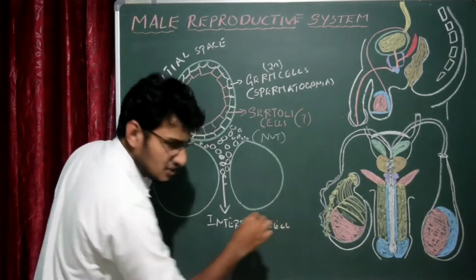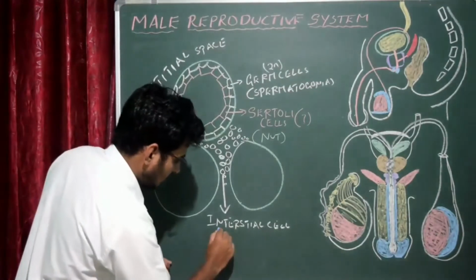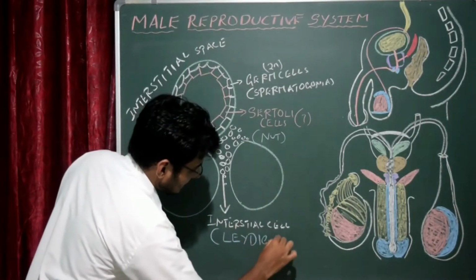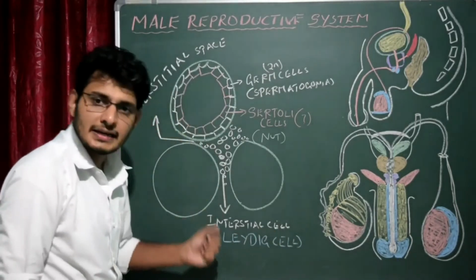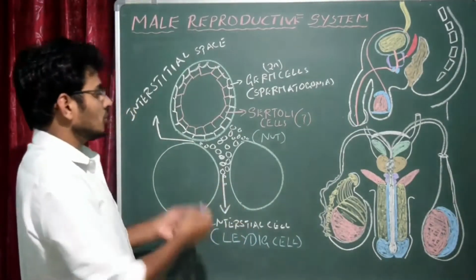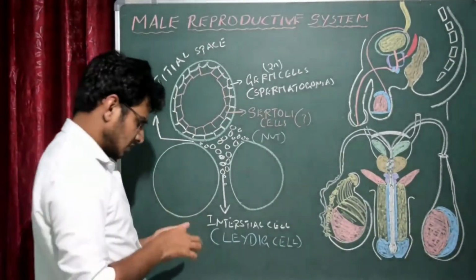but they have a specific name, and I'm using blue color because it's very important, you get this question. They are also called Leydig cells. Remember it, interstitial cells are also called Leydig cells. Again you get a question, what is the function of Leydig cells? Why do they have to be present in the interstitial space? Obviously they must have a function. What is the function?